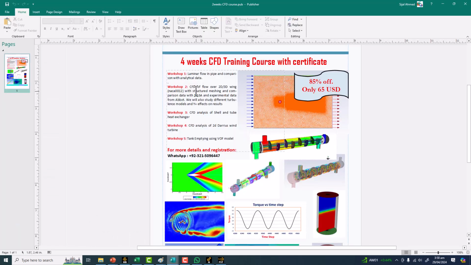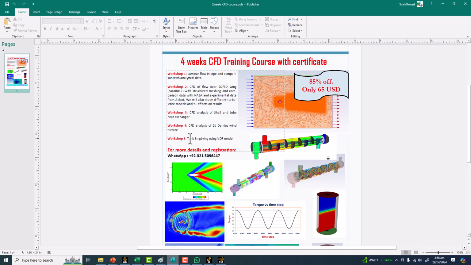We have a second workshop, NACA 0012. We will go through the 2D case and the 3D case also. And the third workshop is about the heat transfer and the pressure drop in the shell and tube heat exchanger. Workshop 4 deals with the wind turbine, 2D Darrieus wind turbine CFD analysis. And this is going to be a transient case.